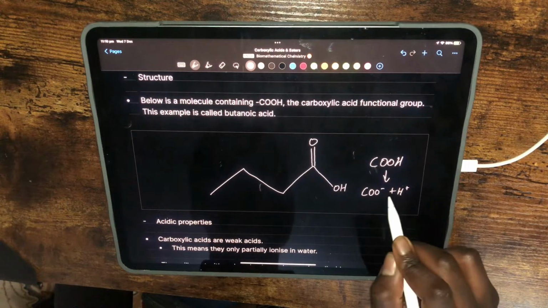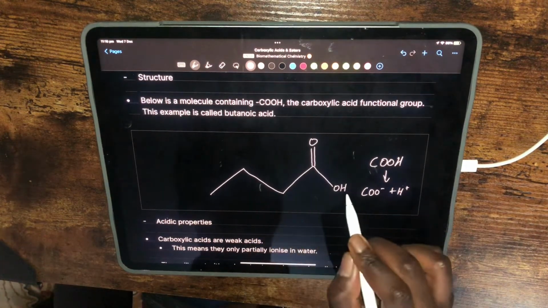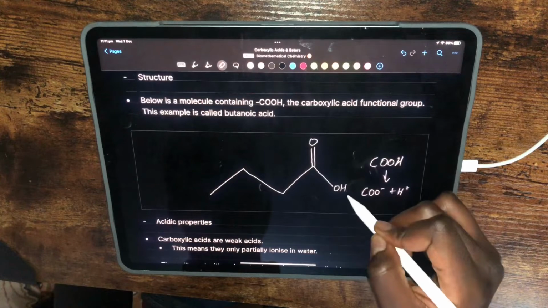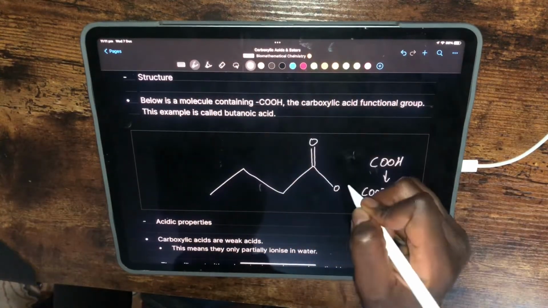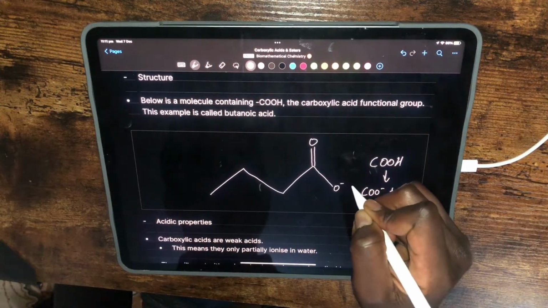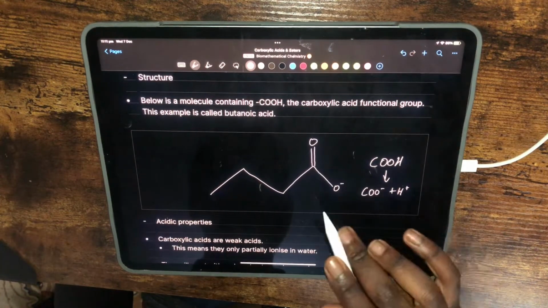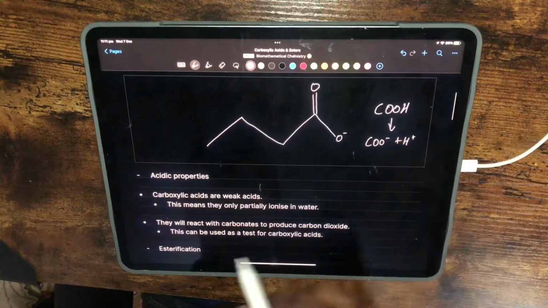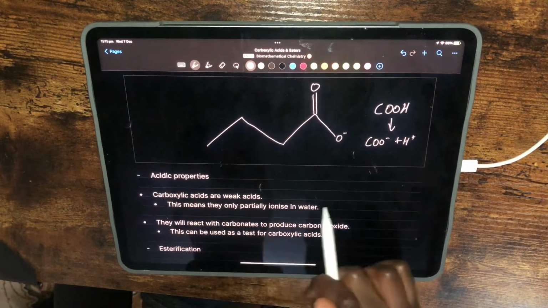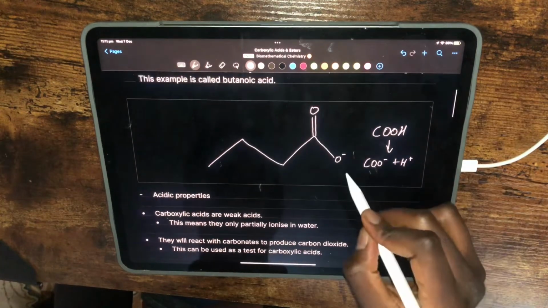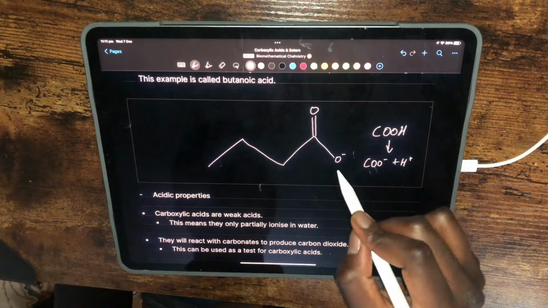So when you have COO minus, obviously you have the rest of it, like this here. This would be a carboxylate ion, and then we generally call this a carboxylate. And I said before, carboxylic acids are weak acids, so they don't do this often. There's very few molecules that would actually do this.